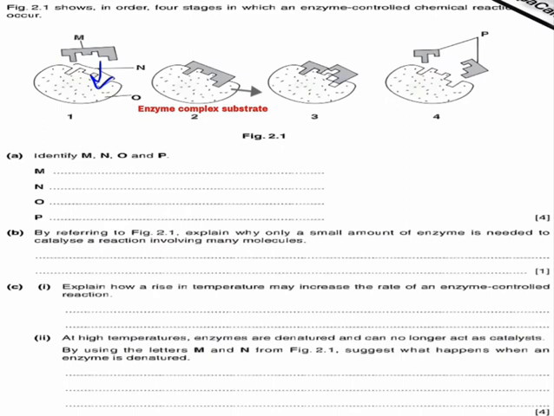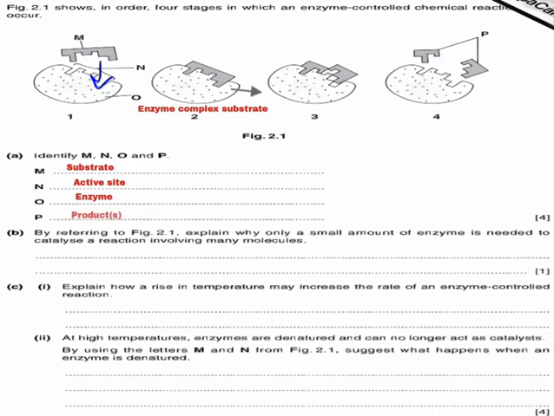So question A is saying identify M, N, O, and P. M is called the substrate. N is called the active site. O is called the enzyme. The last one, P, is called the product.